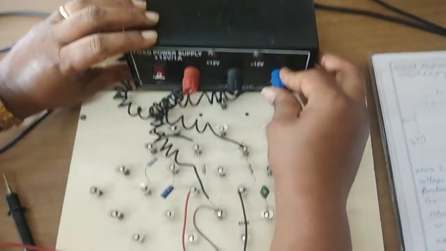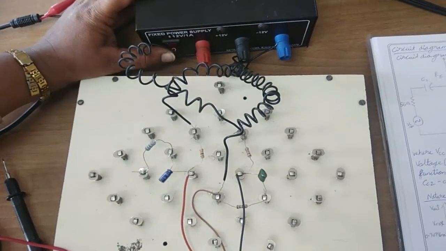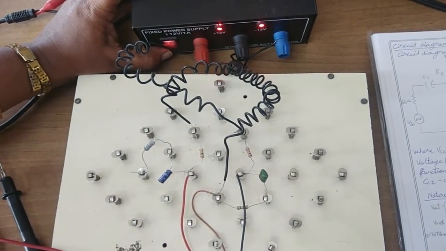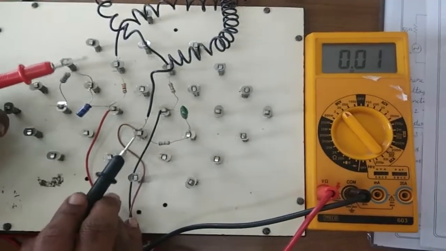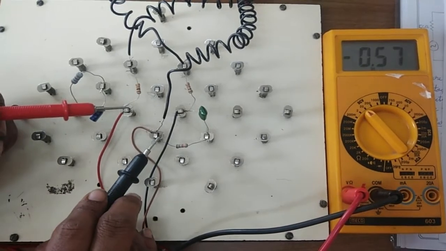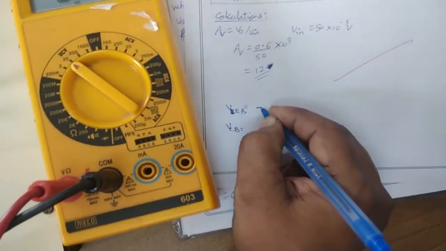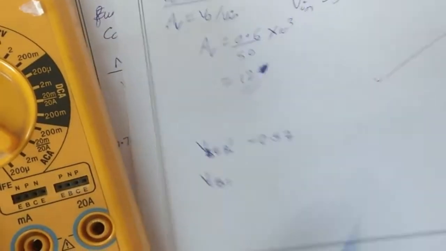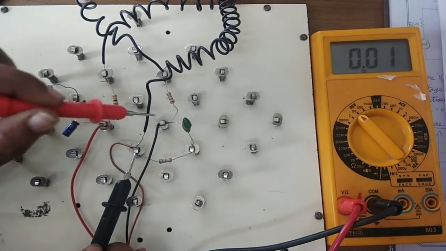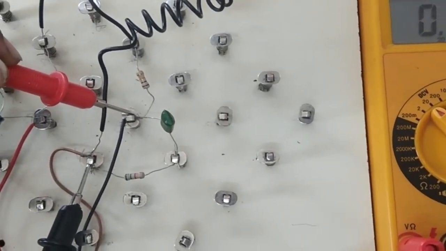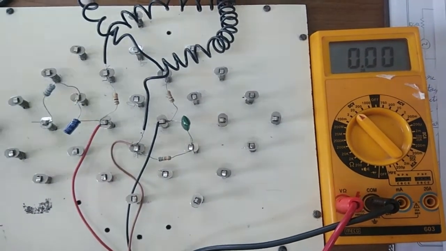So I have done the circuit connection now. I need to check the DC biasing condition. I'll switch this on. I will take a multimeter, base to negative, emitter to positive. I am getting minus 0.57. Then again base to negative. Now I need to keep this at the collector. So I am getting 0.33. This is VCB.